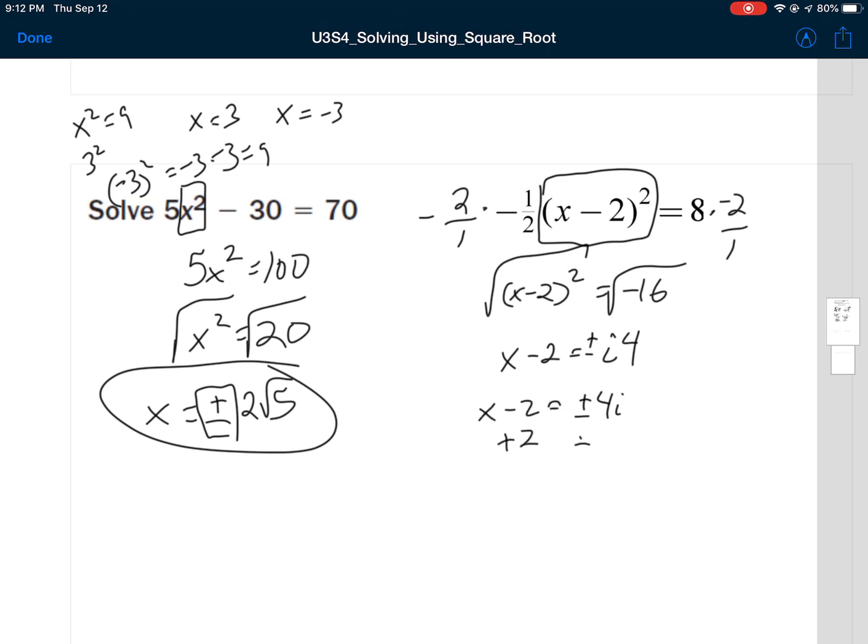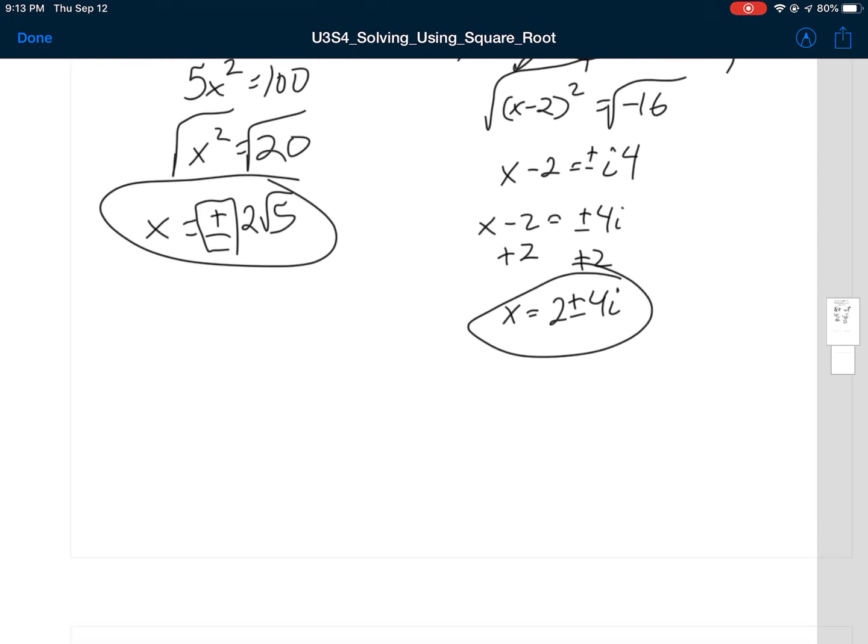Okay, I'm going to add 2. 2 and 4i aren't like terms, so x is equal to 2 plus or minus 4i. Okay. Don't FOIL. You're going to make it a lot longer and more difficult on yourself. Leave that as x minus 2 squared. So when we get to this step, all I have to do is take the square root to bust that x minus 2 out of there.